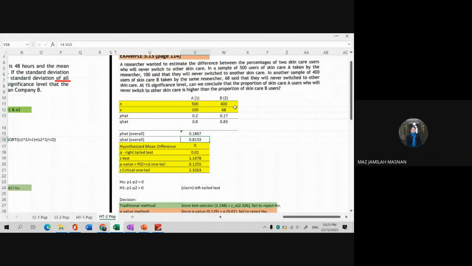Now, from this particular information, since the difference between the two proportions is not given as any single value, in this case the hypothesis is not about the mean difference, but the proportion difference. Please make sure you correct them. Proportion difference. Okay, for the proportion difference.